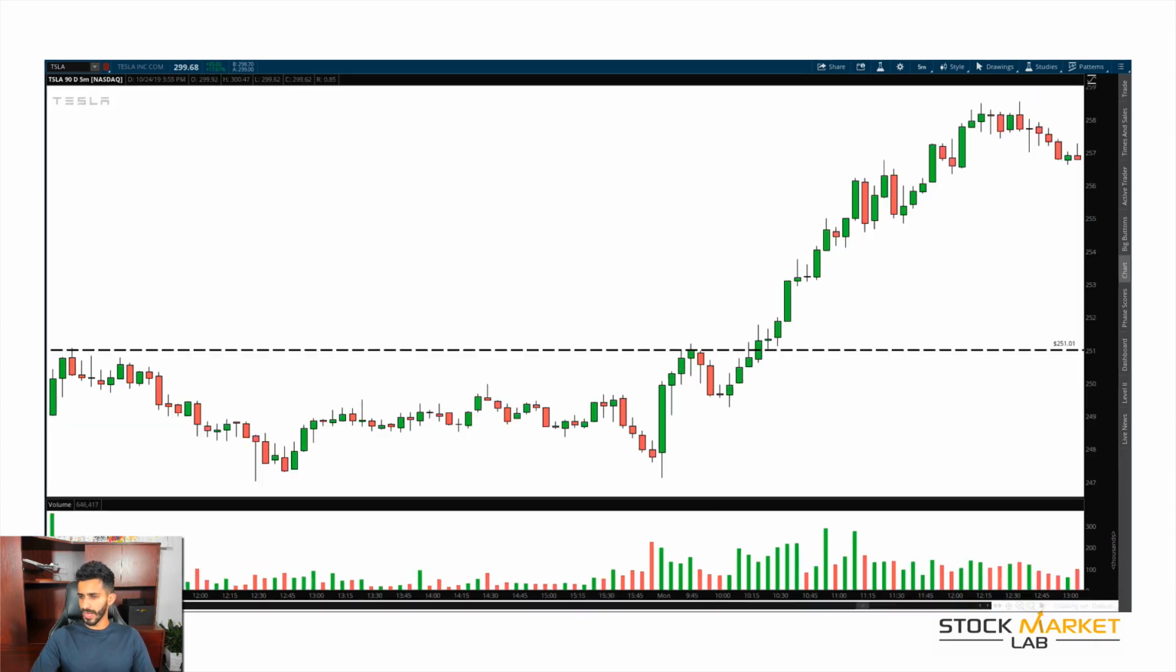Here's another example, guys. So if you take a look here, resistance level on Tesla, we're on a 5-minute chart.